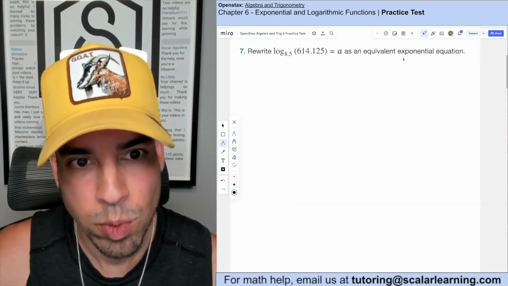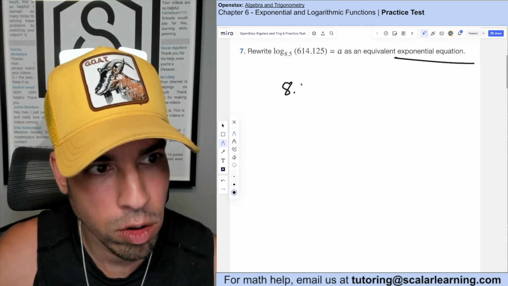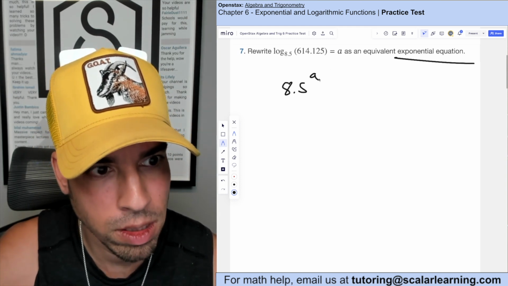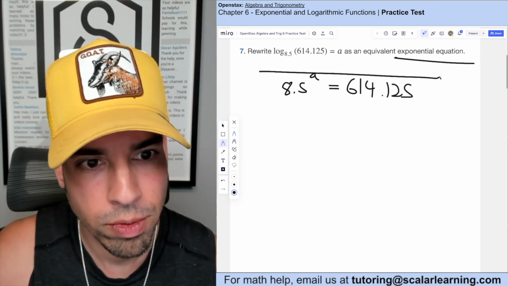Done. For this one, we're going to write this as an exponential equation, and we're going to start by taking the base of the log. We're going to raise it to the power that's on the opposite side of the equal sign, and we're going to set that equal to this argument. And that's all you got to do for number 7.